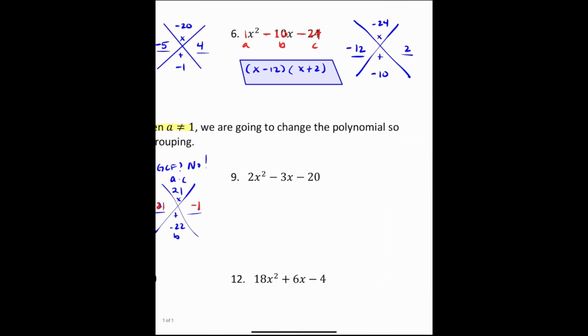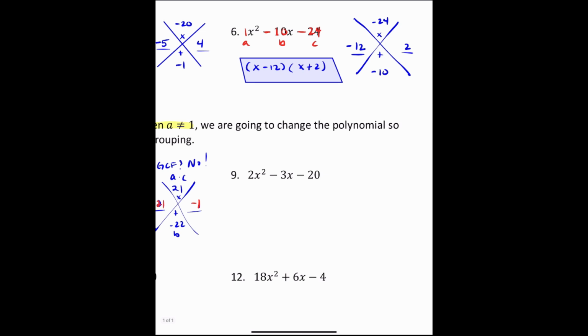Alright, so let's take a look at number 9. We have 2x squared minus 3x minus 20. I don't see a GCF, so I'll write no GCF. I'll label my A, B, and C. So A is 2, B is negative 3, and C is negative 20.